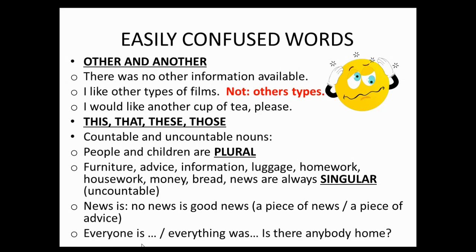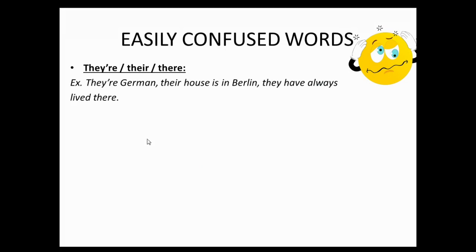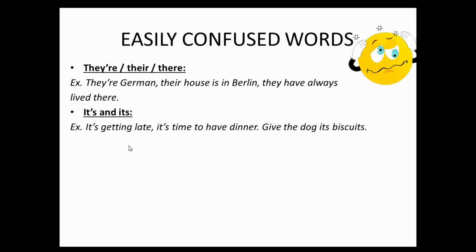And the words everyone and everything are also singular. So when you get home, you say, is there anybody home? You have to use the verb in singular. There, their, they're. Yeah, I know, they sound the same. They're German, their house is in Berlin, they have always lived there. Be careful, especially when you write these expressions, and these ones too. It's and its. It's getting late, the verb, it is. It's time to have dinner, again, the verb. Give the dog its biscuits. This is the possessive adjective.